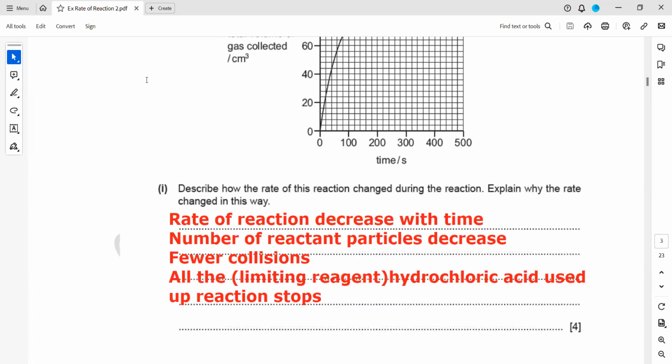So how do you score the 4 marks for this question? First mark, when you mention the rate of a reaction decreases with time. Second mark, number of the reactant particles decreases. Third point, fewer collisions between them. And at the last, all the limiting reagent, or the reagent which is a limiting factor, is used up. Is this one clear?